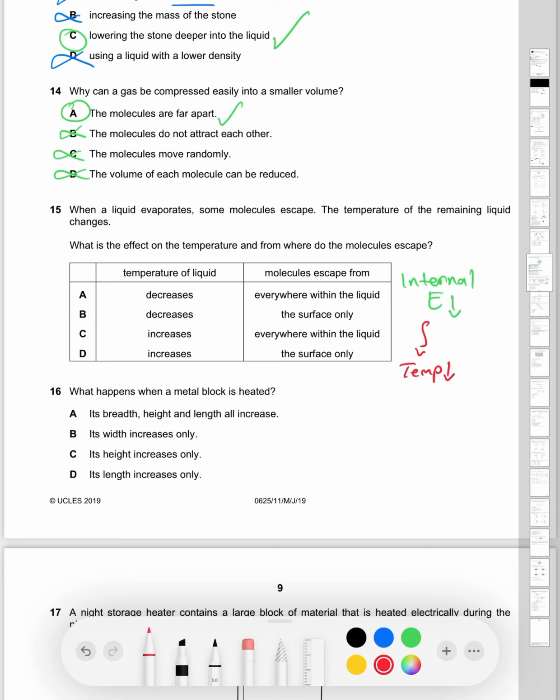And so if the temperature is decreasing, that would rule out choice C and D. Now, since it's evaporating, evaporation only happens at the surface. So that would make choice B the correct answer.